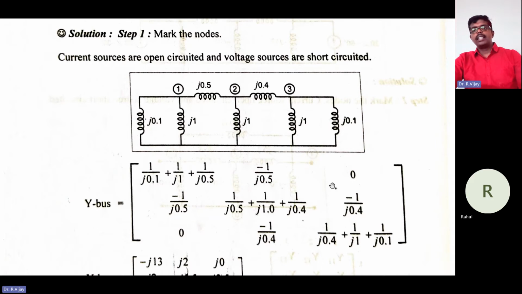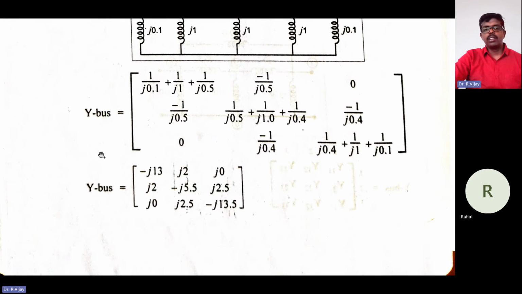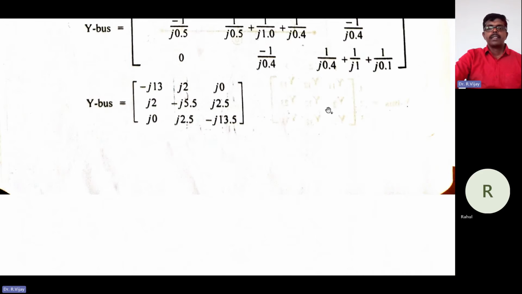Here also the same thing. What is Y23 or Y32? It is minus 1 divided by j into 0.4. Y31 and Y13 have no connection, so 0. Y32 and Y23 are the same values. For Y33, what are the elements connected? That is j into 0.4 and j into 0.1, the same thing. I will simplify, and you will get the answer like this. Okay, next.